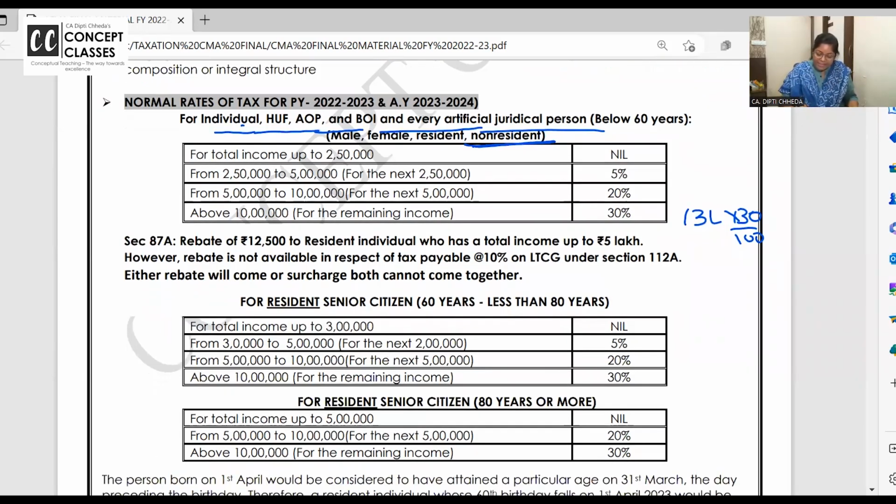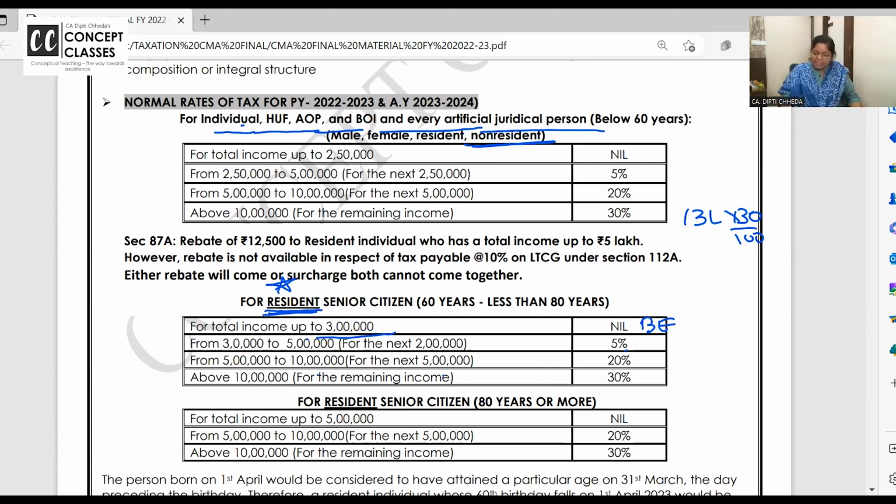Now, for senior citizens who are 60 years and above, instead of 2,50,000, the basic exemption is 3 lakh. So up to 3 lakh, basic exemption, tax nil. 3 lakh to 5 lakh, on the next 2 lakh, it is 5%. 5 lakh to 10 lakh, 20%. And above 10 lakh, it is 30%. Here, a very important word I have already underlined, and you should also star mark: resident senior citizen.